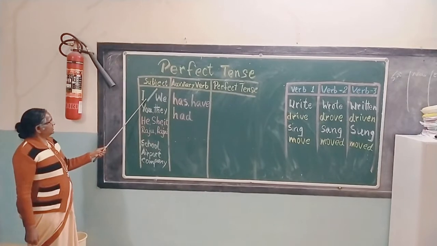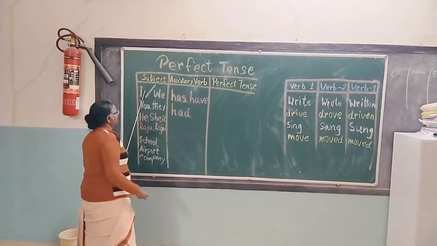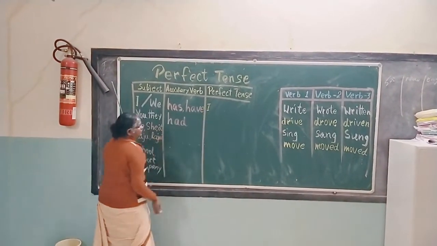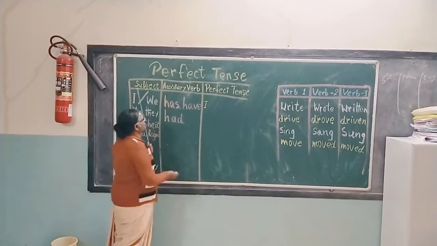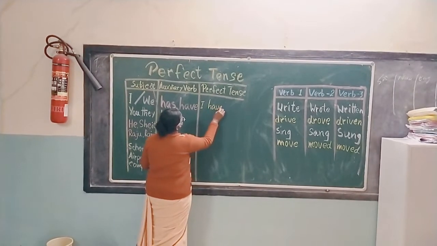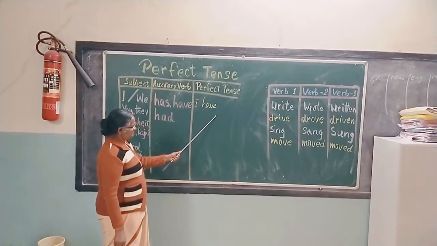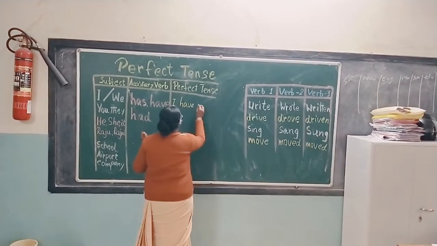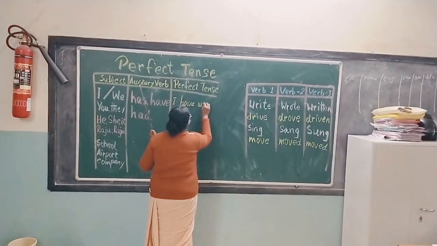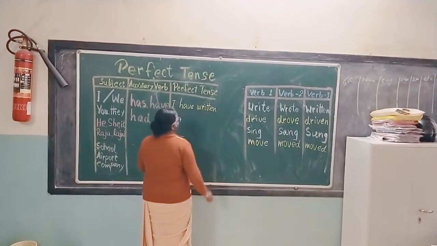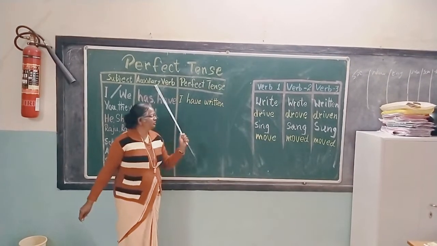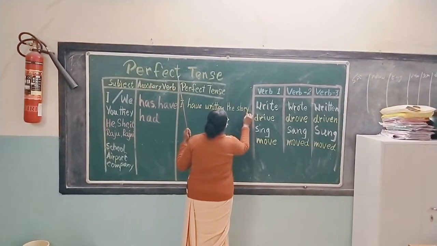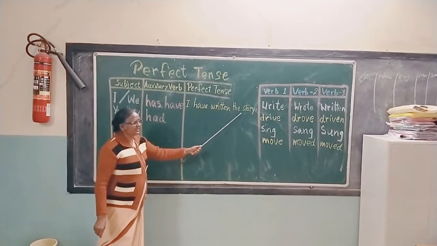Now, shall we come back to the sentence? If I take the subject I here, what do I need to use in the perfect tense? I need to use have. I have. Which verb to be used? Third form of the verb. I have written. Whatever predicate you want to use, you can use. I am going to use the predicate, the story. I have written the story. This is my sentence.